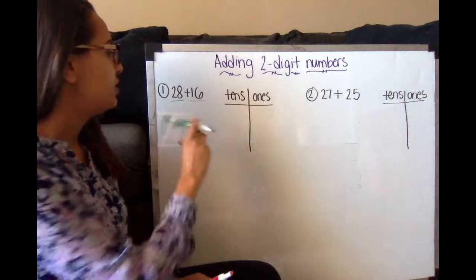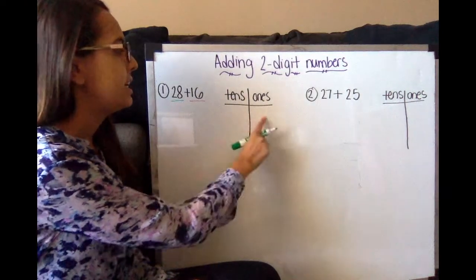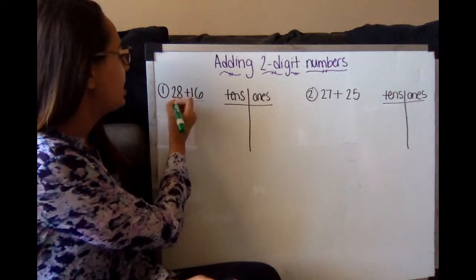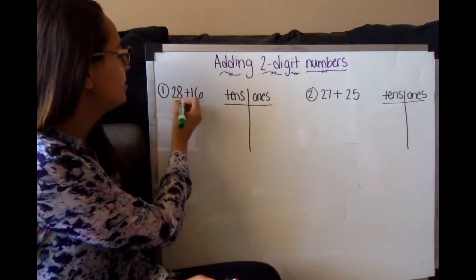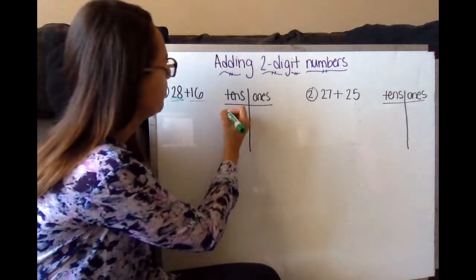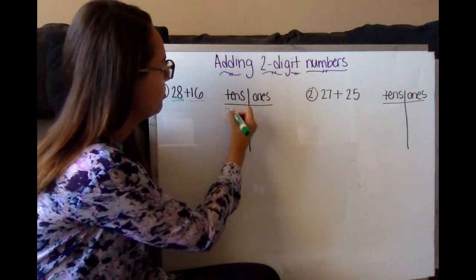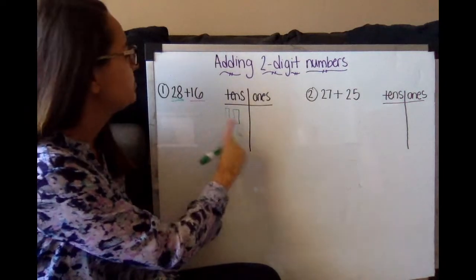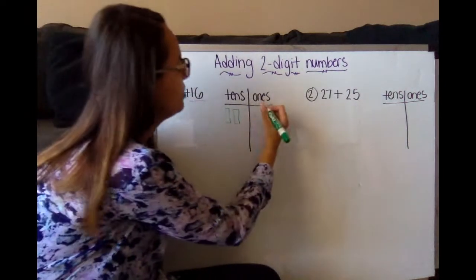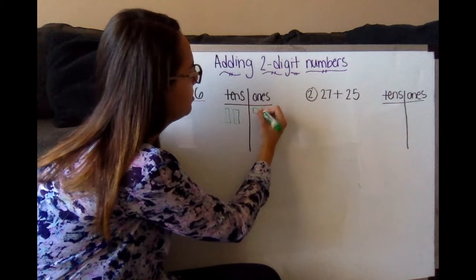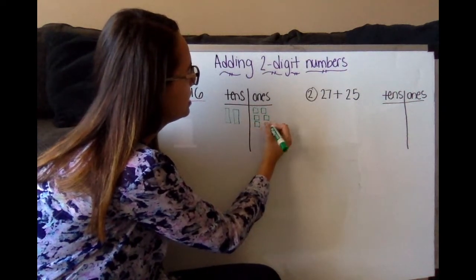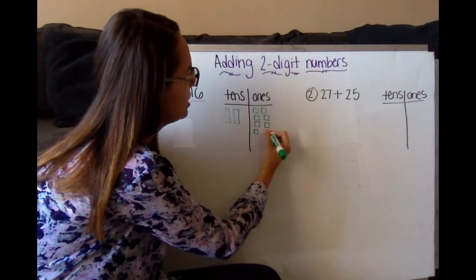I'm going to start by drawing 28 in my tens and ones column. Let's take a look at the number 28. Looks like we have 2 tens and 8 ones. Here are my 2 tens, and I have 8 ones, so I'm going to draw them as little cubes. 1, 2, 3, 4, 5, 6, 7, 8.